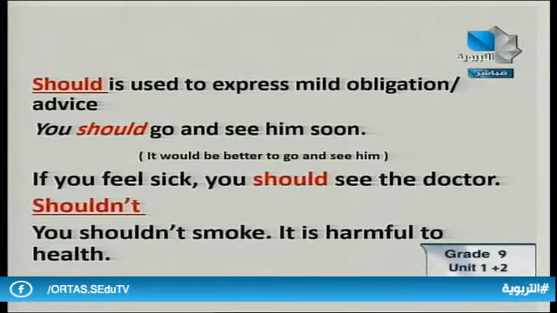I can advise you to do something, but I can't oblige. I'm not obliging you to do it. So let's just start with mild obligation, and then we move to advice. Let's give examples. You should go and see him soon. So there is someone it's better to go and see soon. So I say you should go and see him soon.